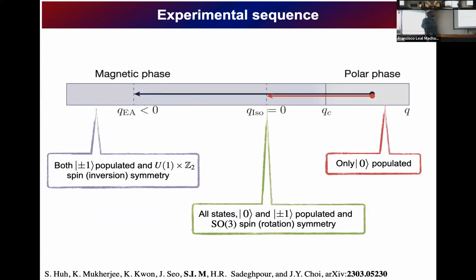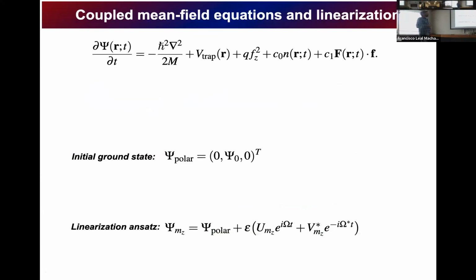Let me say again that the polar state has only the zero component populated. At the isotropic point, I have the 0 and ±1 states all populated. It has an SO(3) spin rotation symmetry. While when I go to the easy axis, which will be the first example that I discuss now, you have only the ±1 states populated, and it has a Z2 spin inversion symmetry. Okay, so let's start the discussion.